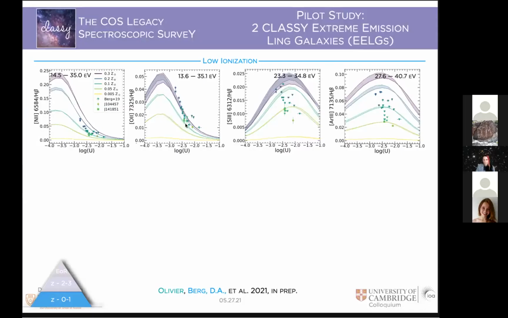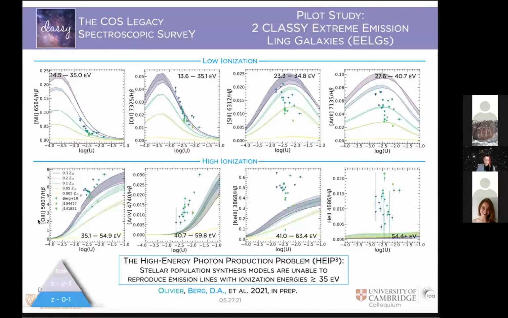What we find is that these four lines are low ionization lines, but they go in increasing order of their ionization potentials. So we have nitrogen 2, oxygen 2, sulfur 2, sulfur 3, excuse me, and argon 3. For the most part, overall, our models do a pretty good job of encompassing the observed line ratios that we see. But as we go to higher and higher ionization, so now considering oxygen 3, argon 4, neon 3, and helium 2, we start to see that our observed points get more and more discrepant.